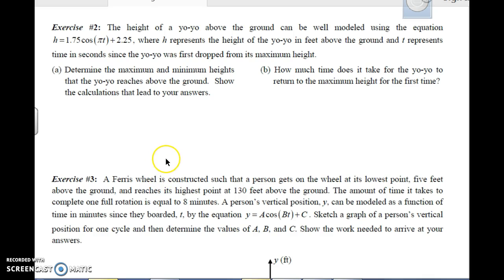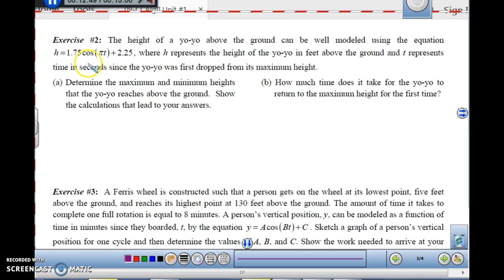All right, let's take a look at exercise 2. The height of a yo-yo above the ground can be well modeled using the equation h equals 1.75 cosine pi t plus 2.25, where h represents the height of the yo-yo in feet above the ground, and t represents the time in seconds since the yo-yo was first dropped from its maximum height. Determine the maximum and minimum heights that the yo-yo reaches above the ground. Show the calculations that lead to your answers.